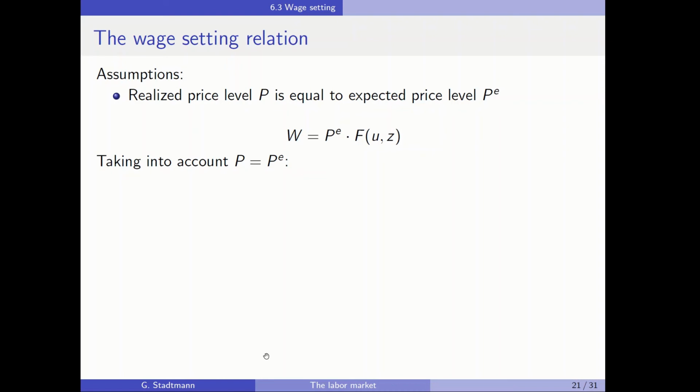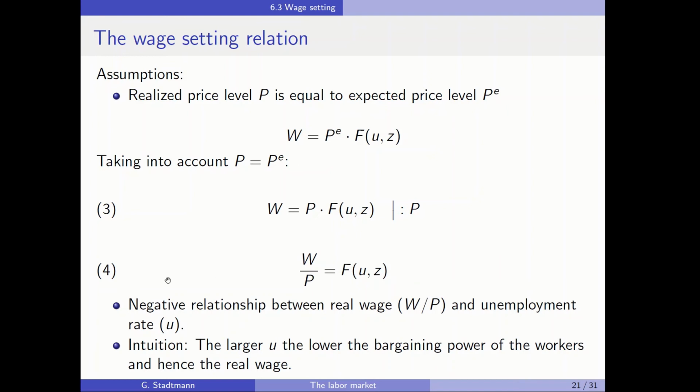When we take into account that the realized price level P is equal to the expected one, then we can substitute P into this equation instead of PE. This is what we have done here, and now we would like to compute the real wage. So we have to divide this relationship by P to put P on the other hand side of the equation, and we get to equation 4. The real wage is equal to this function which depends on U and Z. We have a negative relationship between the real wage and the unemployment rate, and the intuition is: the larger the unemployment rate, the lower the bargaining power of the workers or the labor unions, and hence the lower the real wage.